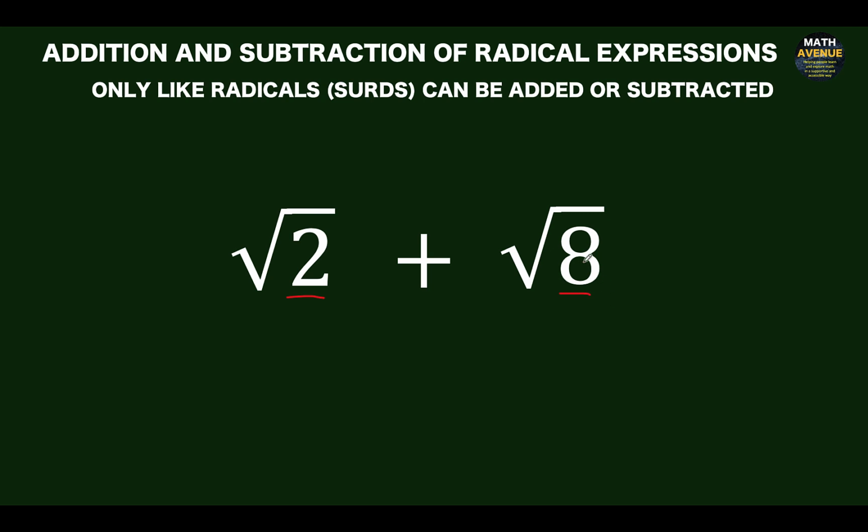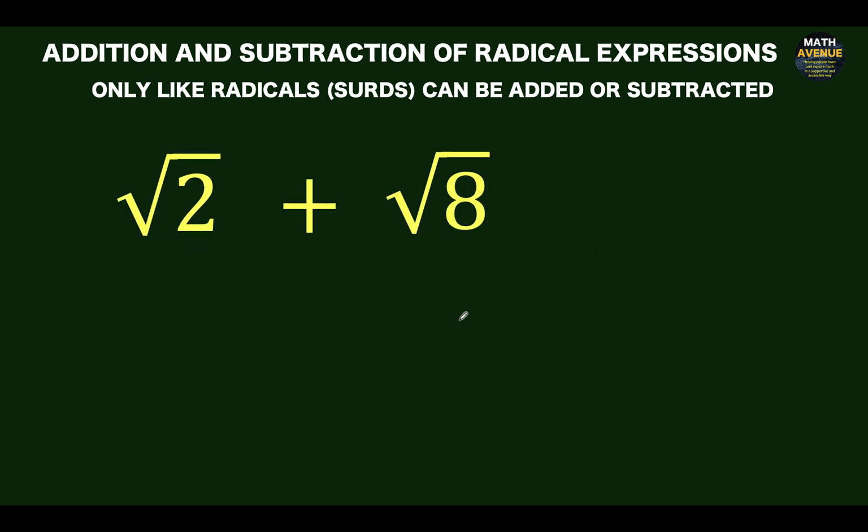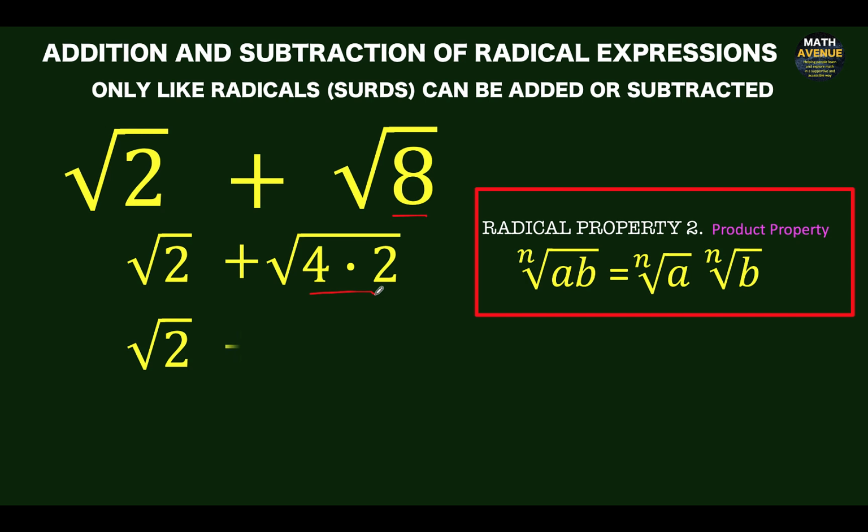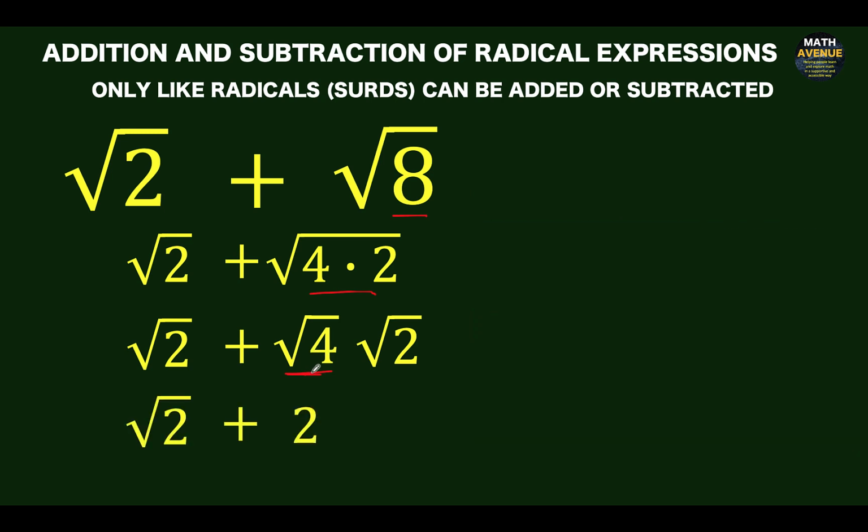Hindi po yan ganyan. We will attempt to simplify the more complicated radical in the hope na baka maging magkaparehong surds sila later on. Let me show you what I mean. Isulat po natin itong square root of 8 as square root of 4 times 2 because 8 is equal to 4 times 2. Then using product property of radicals, pwede natin siyang isulat na dalawang radicals as square root of 4 times square root of 2. Then alam natin ang square root of 4 is equal to 2. So ito po yung result. Copy square root of 2 and change square root of 4 into 2 and copy square root of 2.